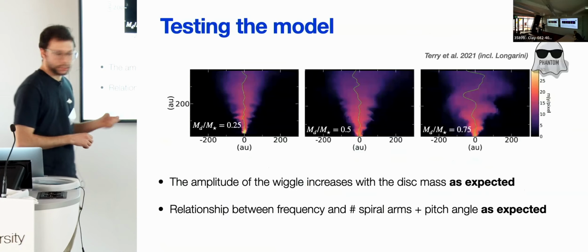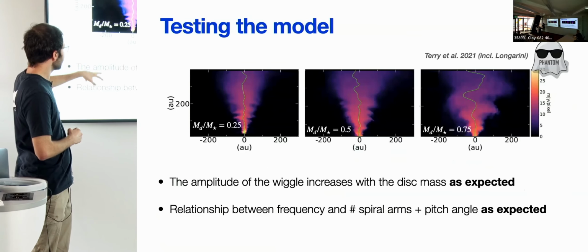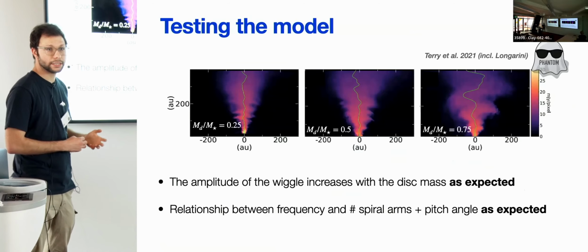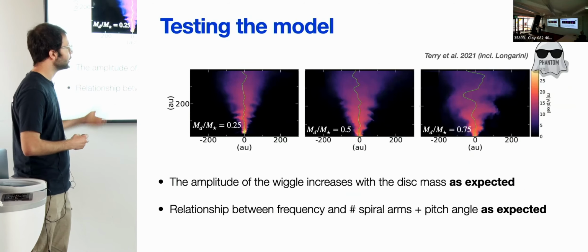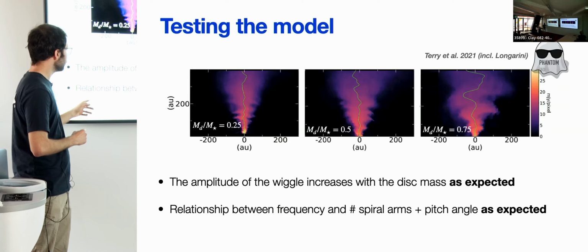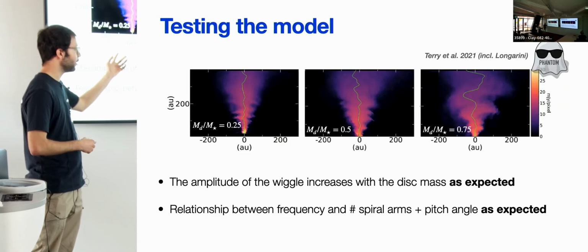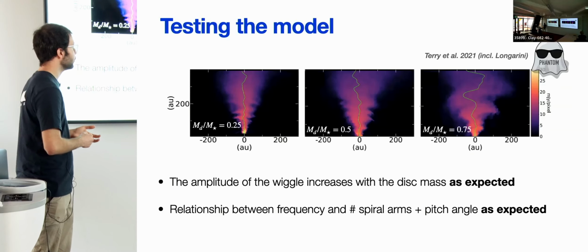So in this work, Jason Terry, in 2021, studied how the amplitude of the GI wiggle changes as a function of the disk mass. And we found that it is well described by the theory I've explained to you so far. And also the relationship between the frequency of the perturbation and the number of spiral arms and the pitch angle is retrieved as expected from the linear theory.